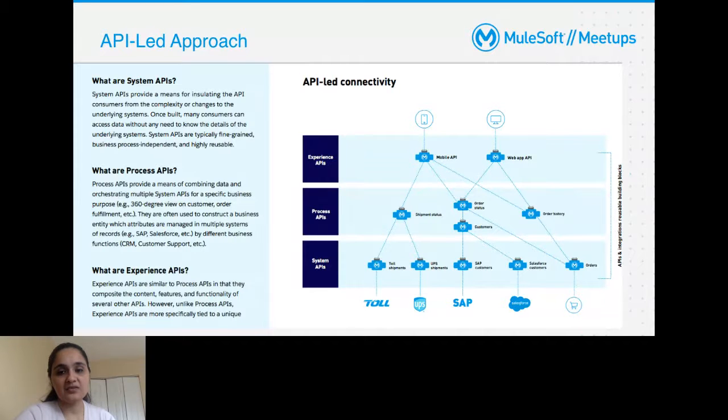Now the process API. The process APIs are important because they are in the logical layer. A process API provides the means of combining data and orchestrating multiple system APIs for a specific business purpose. Basically, all the logic happens here in the process APIs, for example the shipment status, order status, customer order history. They are connected with the experience APIs and also with the system APIs. And this is an example of API-led connectivity architecture for a single project.